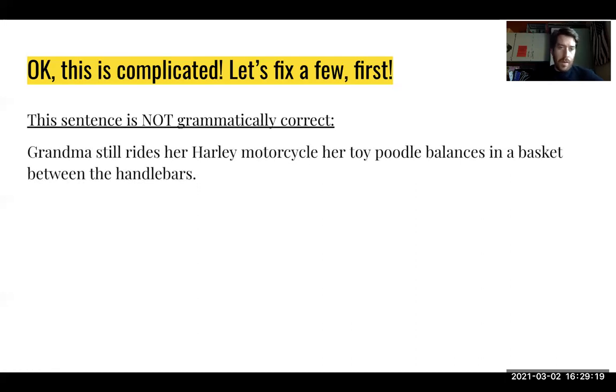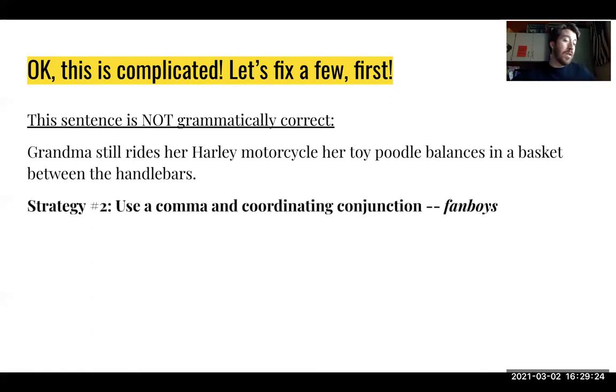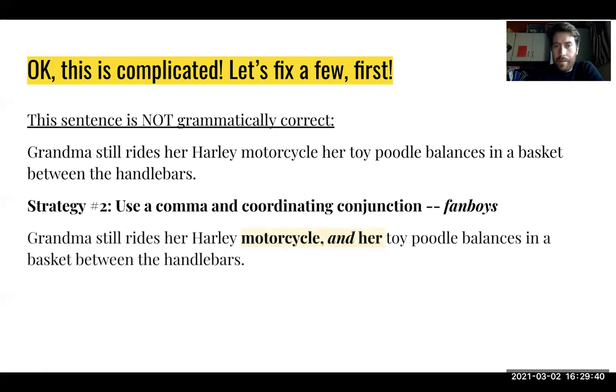So same thing, grandma still rides her motorcycle, her toy poodle balances in a basket between the handlebars. Strategy number 2, use a comma and then a coordinating conjunction, FANBOYS, to fix this. So a second fix would be to add some punctuation and then add a coordinating conjunction, a new word, using the acronym FANBOYS. So let's have a look at what that might look like. Grandma still rides her motorcycle, comma, and her toy poodle balances in a basket between the handlebars.